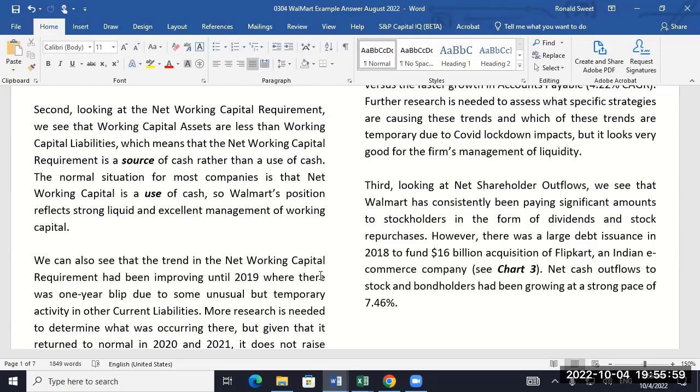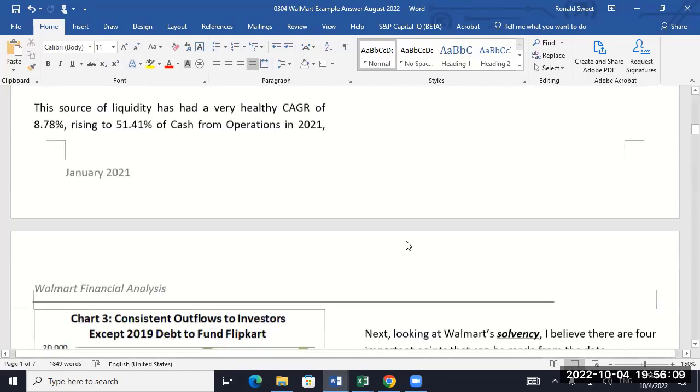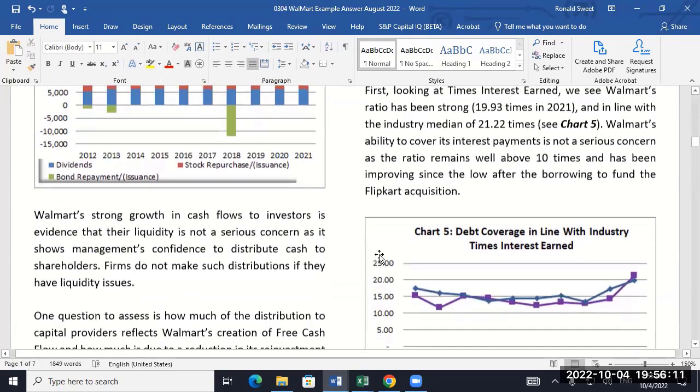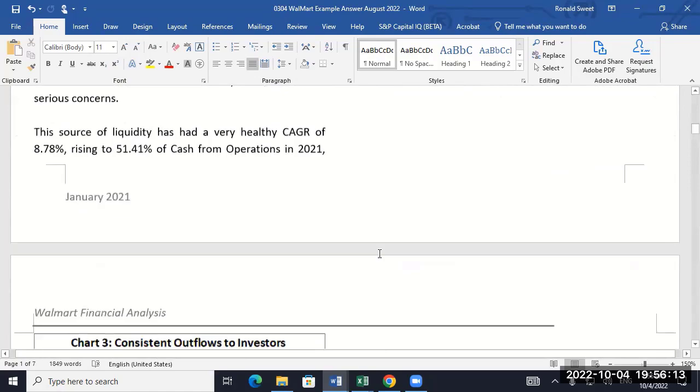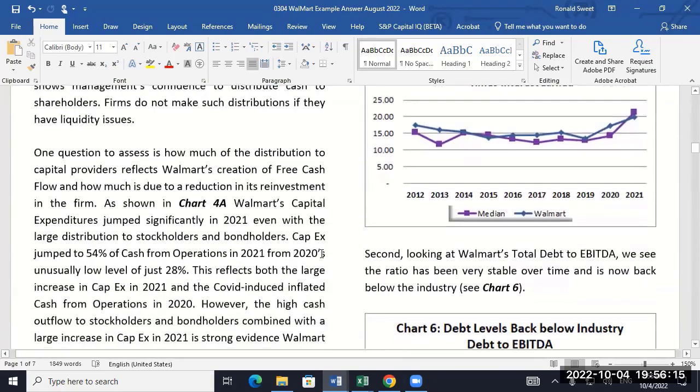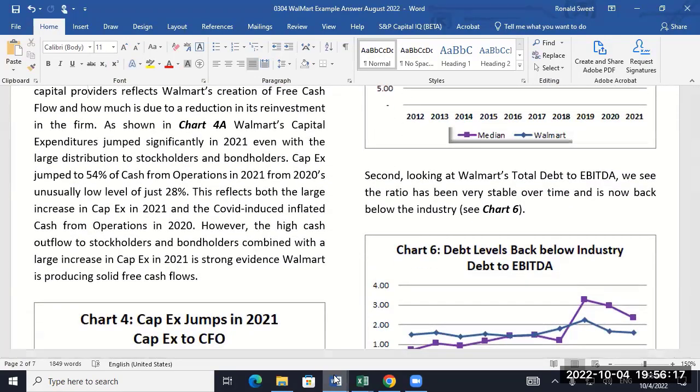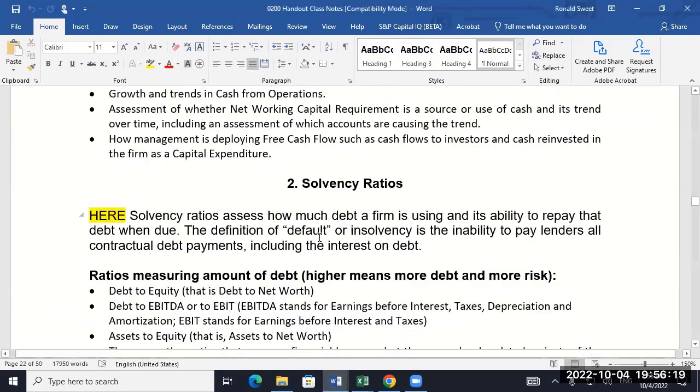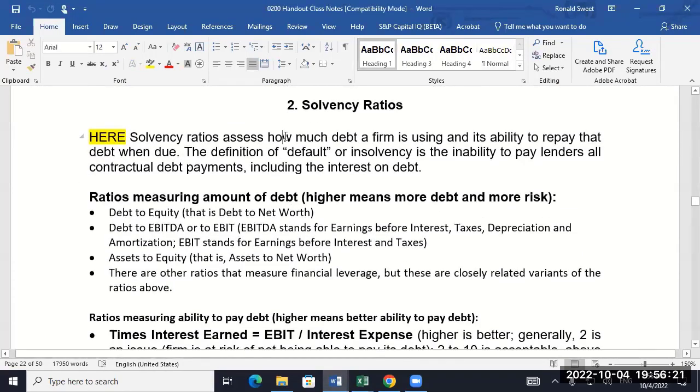So maybe I should redo that Excel spreadsheet and give you a choice between those, CFO or revenue. Have 2 charts and you can pick which one makes the most sense. All right, I'm going to keep going unless y'all stop me. Walmart looks very, very good on liquidity. So let's jump over to solvency ratios. Much easier.